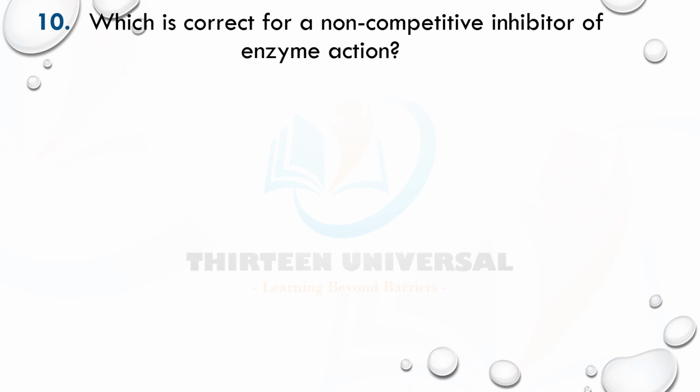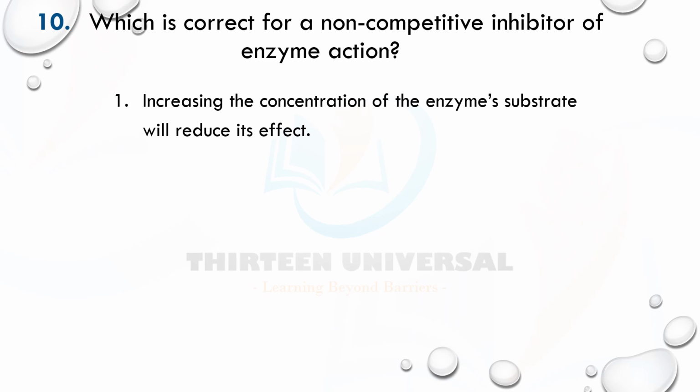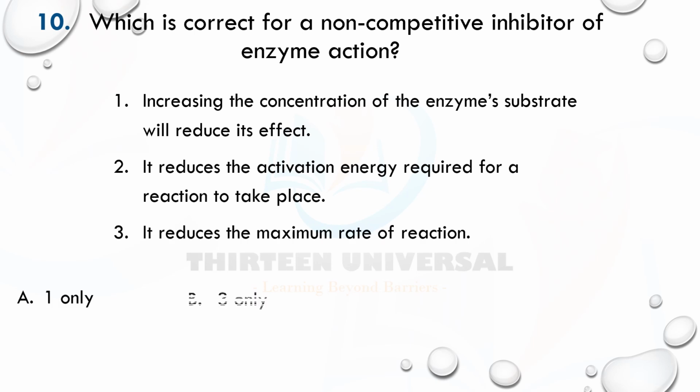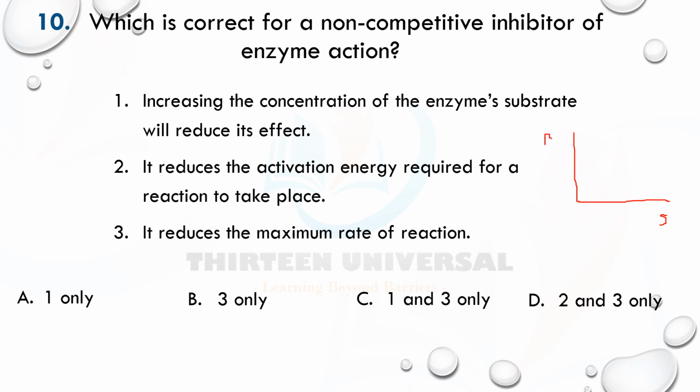Which is correct for a non-competitive inhibitor of enzyme action? One: increasing the concentration of the substrate will reduce it. Two: it reduces the activation energy. Let's see, which one do you choose, guys? Watch this. Let me show you the graph if you don't know it. Remember, this is substrate concentration, this is rate of reaction. The reaction without inhibitor goes up and then levels.